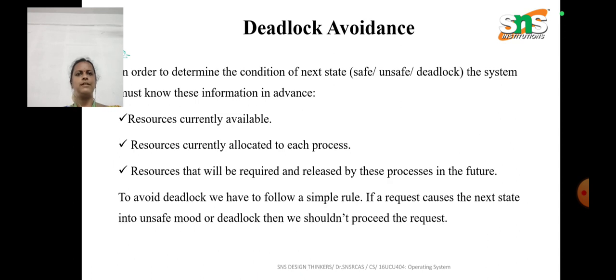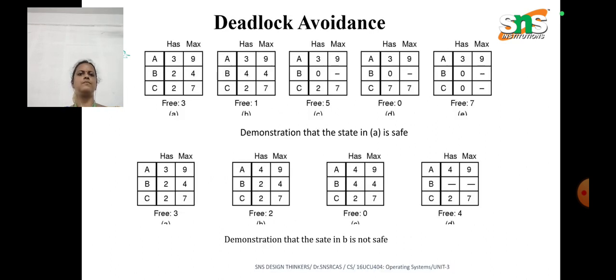In order to determine the condition of the next state, the system must know this information in advance: resources currently available, resources allocated to each process, and resources that will be required and released by these processes in the future. To avoid deadlock, we have to follow a simple rule. If the system would move the next state into an unsafe mode or deadlock, then we should not proceed with the request.